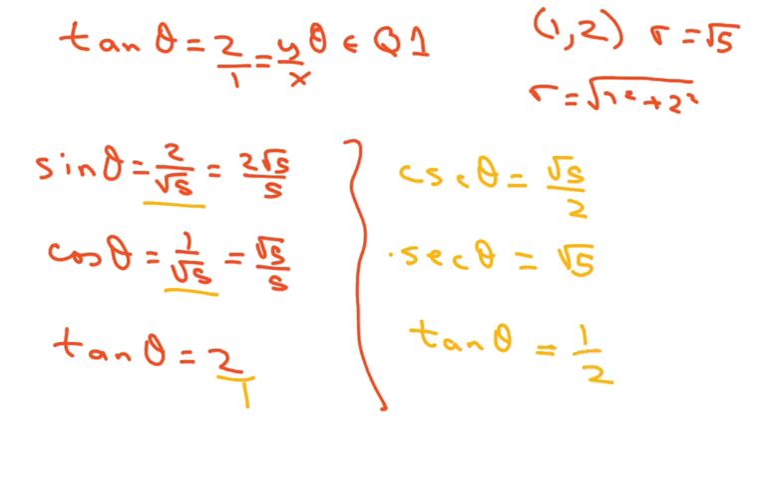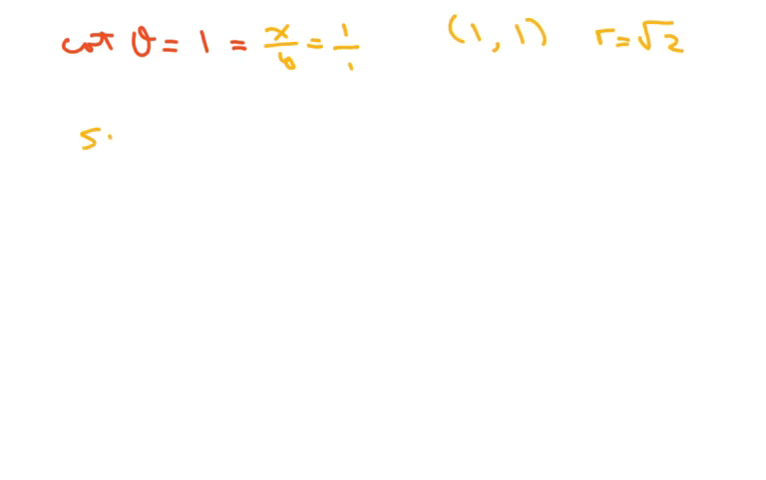I want to go ahead and do one more. We have cotangent of theta equals 1. So that means this is x over y. My x is 1, my y is 1. Therefore, r is going to be square root of 2. I'll let you figure that one out and then fill everything out.